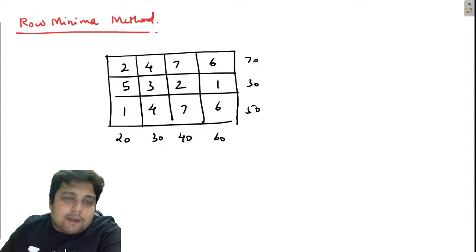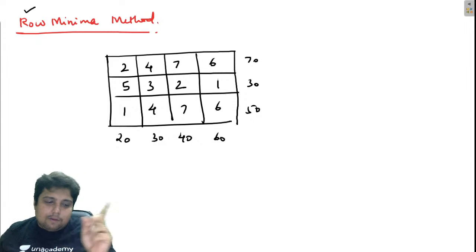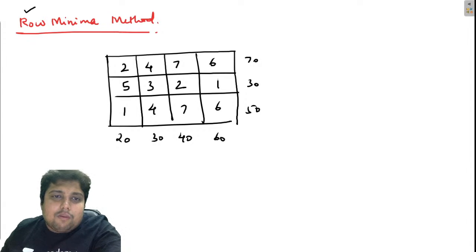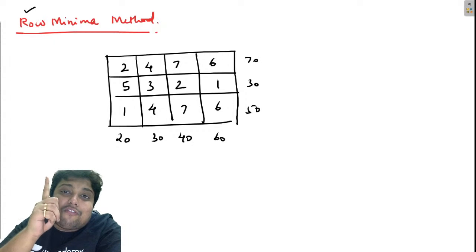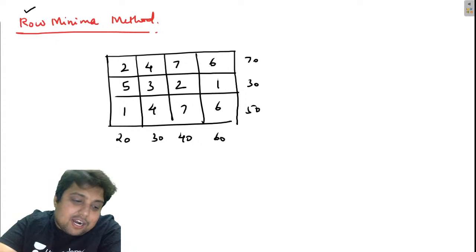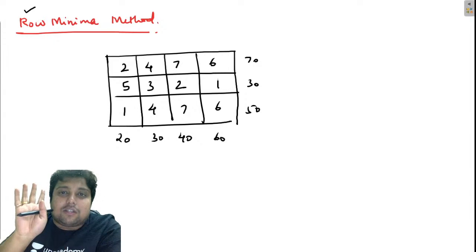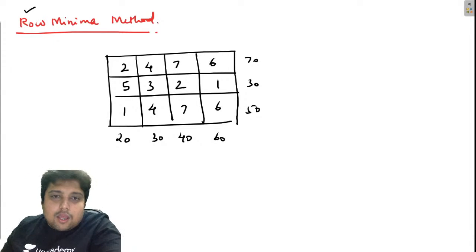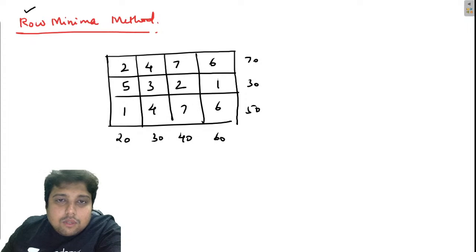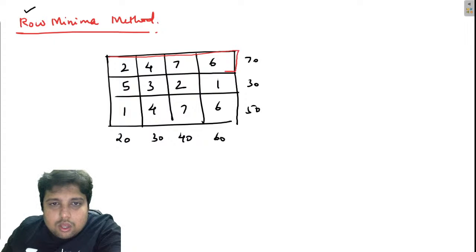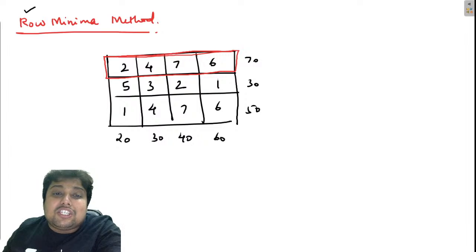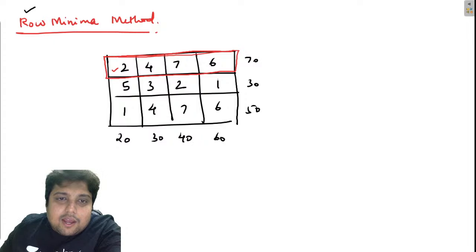Now as it says row minima, we will be targeting rows first. The idea is that we will target the first row in the very starting, and then move towards the other rows. In the first row, which is the least transportation cost, the cheapest route? 2 is the least in this first row. So I will be targeting 2 first.